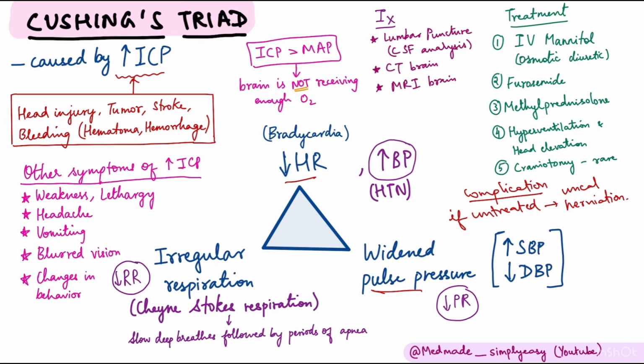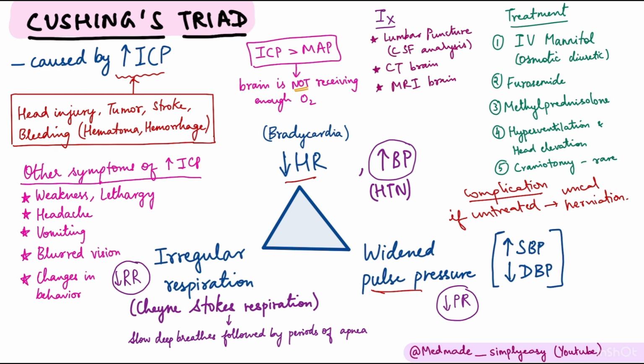There is decreased diastolic blood pressure as well. So this causes widened pulse pressure and decreased pulse rate. Now when blood pressure is increased, it activates the parasympathetic nervous system, which causes the decreased heart rate and irregular respiration. In the respiration, there is decreased respiratory rate and Cheyne-Stokes respiration is seen, which means slow deep breaths followed by periods of apnea are seen.